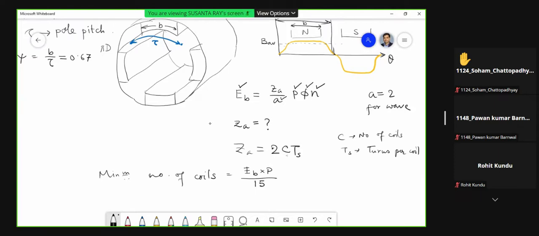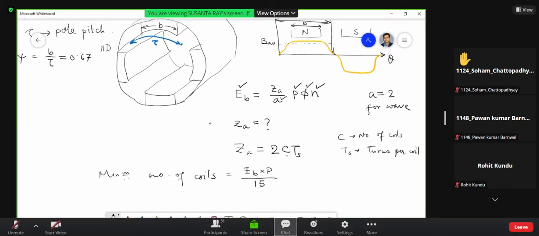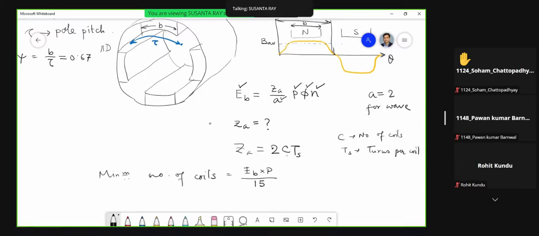How? Sir, by putting EB... how did you calculate? Sir, product of EB and P divided by 15. That is the minimum value. You can take more than that also. Okay, so what should be the range of turns per coil, sir? For a better machine, my minimum number of coils is coming 170.